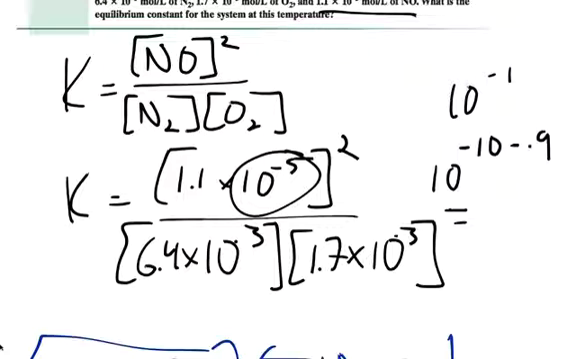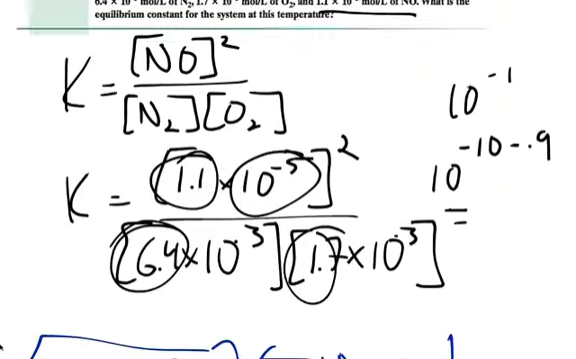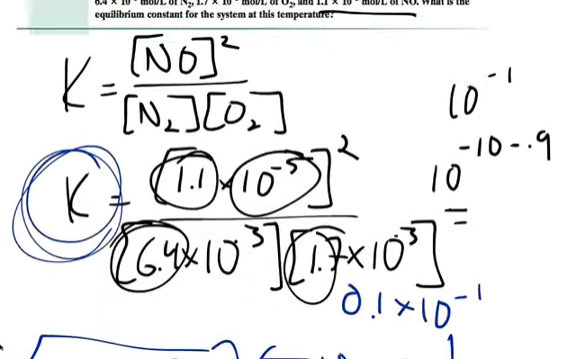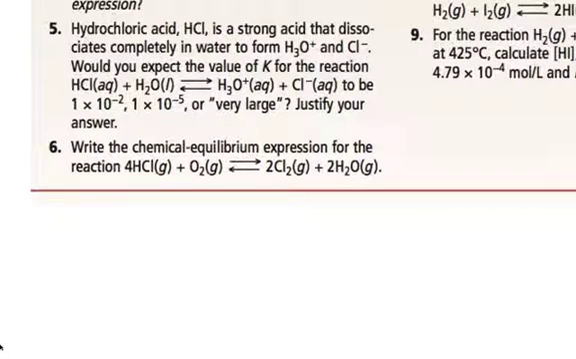So I do my exponents separately because I don't want to put them into the calculator, but then I can just divide my numbers. 1.1 divided by 6.4 and divided by 1.7. And I can answer that's 0.1 times 10 to the negative first, or we could just say 1 times 10 to the negative second, I guess, if we wanted to change that. And that's the equilibrium constant, again, at that temperature. It is temperature specific. Let's look at a couple of the questions at the end of the section.